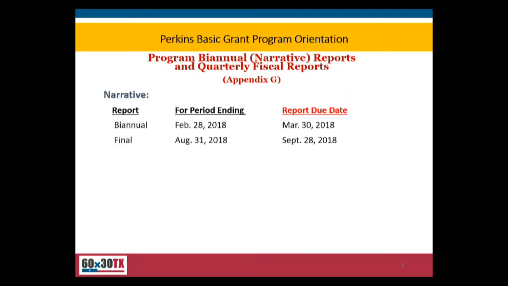The narrative part, the biannual report, is due February 28th, and for the period ending February 28th, the report is due March 30th. And then for the final report, again, this is for this year's grant, the time period ending August 31st, the report is due by September 28th, again, of next year.